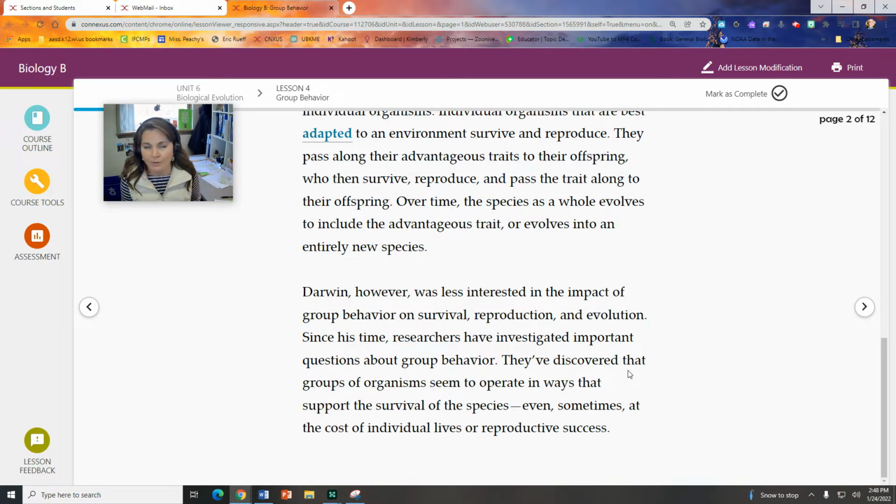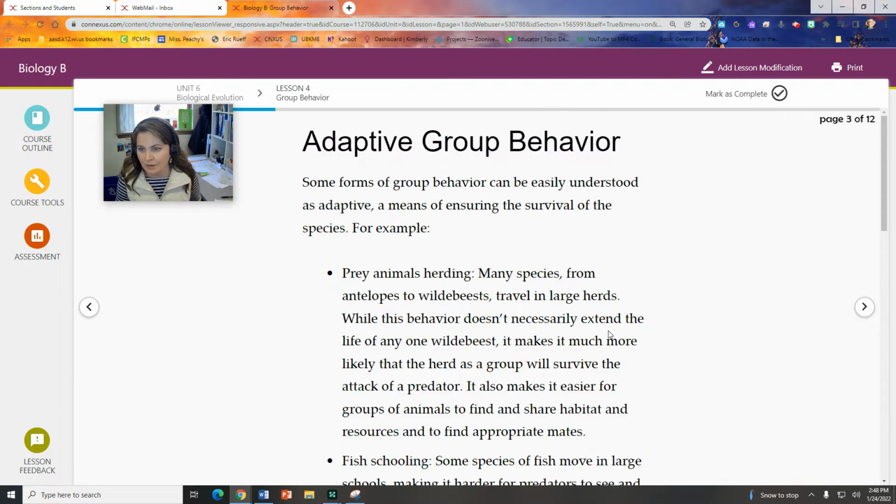So what we're looking at today isn't just individual survivability, but traits that a group possesses and how those group traits affect the survival of the species. So just move on to the next page.